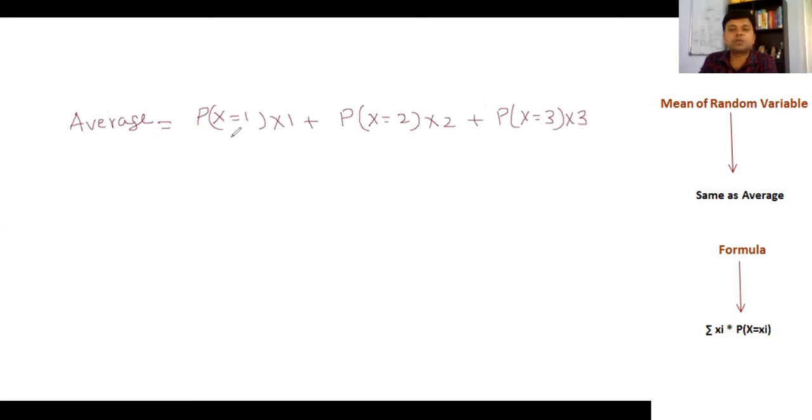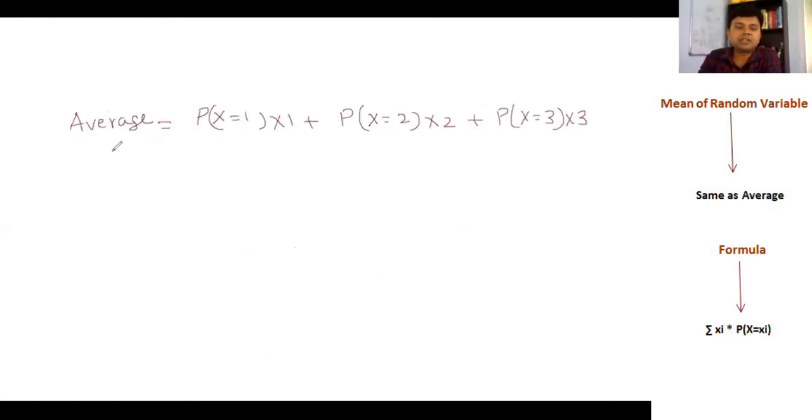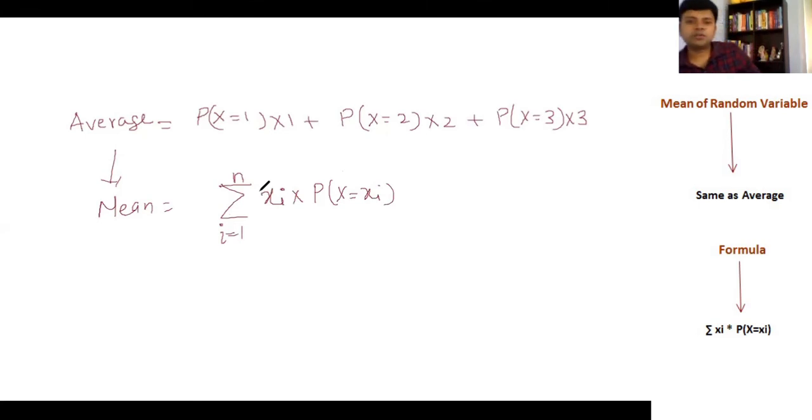I see probability terms because we are dealing with the chapter on probability. But when you do a general average, you don't write like 1 by 9 into 1. You just end up here and get the values after solving it. So what I see here, average, which is the same as mean. So mean is sigma xi into probability of x is equal to xi, for i equal to 1 to n. So it is the sum of products of the values of the random variable and their probabilities.